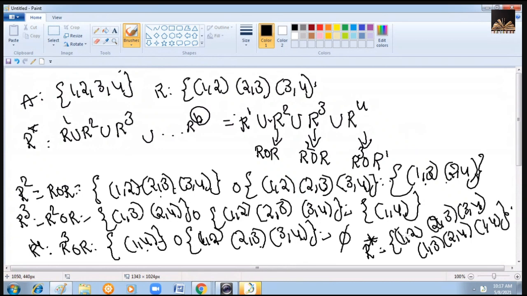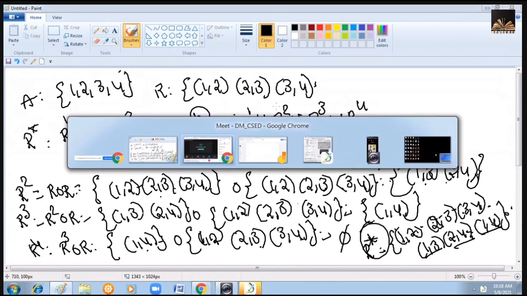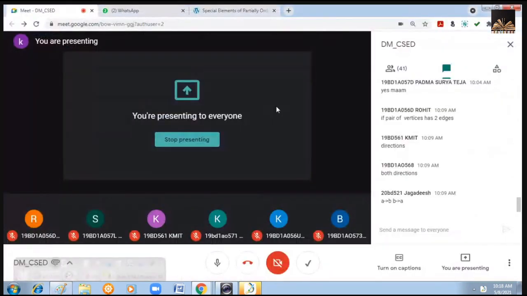Right? So check whether it is transitive or not. (1, 2) and (2, 3) are there, so you must have (1, 3). Yes, it is there. (1, 2) and (2, 4) are there, so you must have (1, 4). Yes, it is there. (2, 3) and (3, 4) are there, so you must have (2, 4). Yes, it is there. Therefore it is satisfying the transitive property. This relation is the corresponding transitive closure for the given relation. So is it clear for you all how to find the transitive closure?